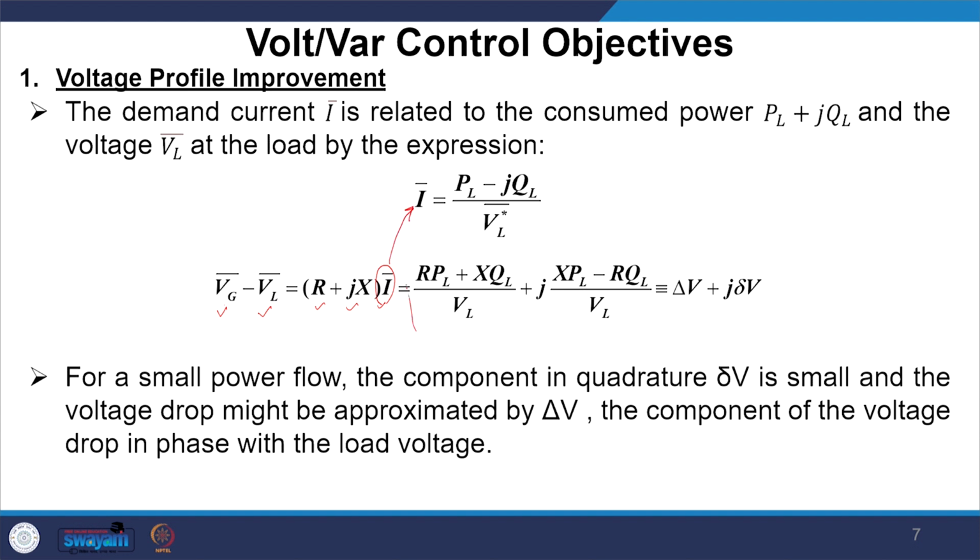I can get one more equation, which is given by (R PL plus X QL) upon VL plus j times (X PL minus R QL) upon VL, which is nothing but my delta V plus j dou V. Now, for a small power flow, the component in quadrature, that is dou V, is small and the voltage drop might be approximated by delta V, the component of the voltage drop in phase with the load voltage.